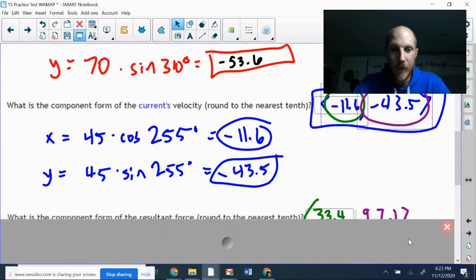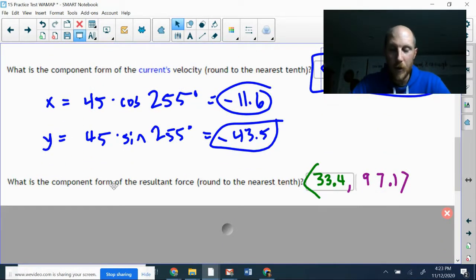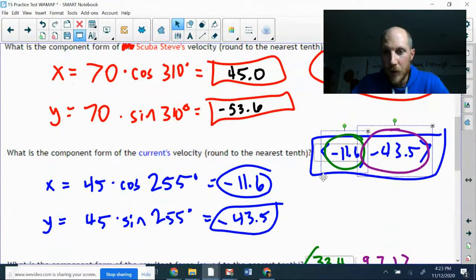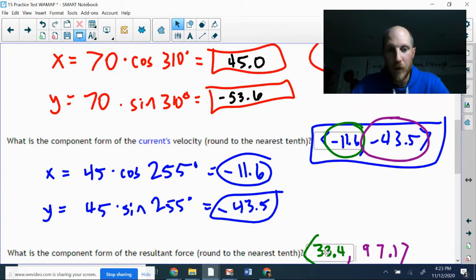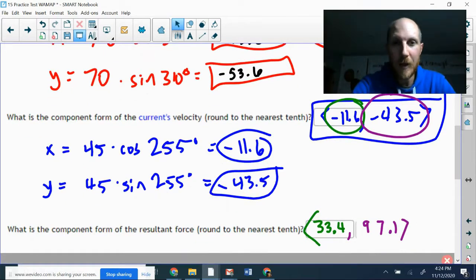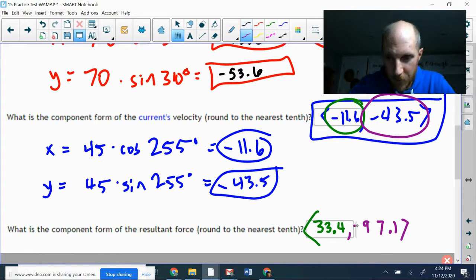All right, the next part asks us to add together the two components forms vectors. So the two green x components, 45.0 plus negative 11.6, gave me this x component for the resultant force of 33.4. Add together the two y components in the purple circles, negative 53.6 plus negative 43.5, and that is where I got this negative 97.1, but it does need to actually keep that negative sign. Sometimes negative signs go missing, it's a rogue negative sign. You're like, I swear I wrote that down, but then it's gone. Well, keep track of your negative signs.